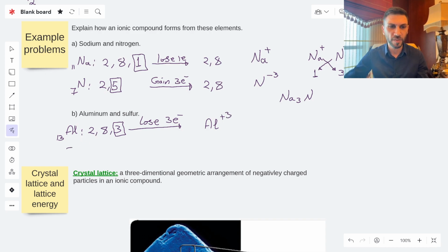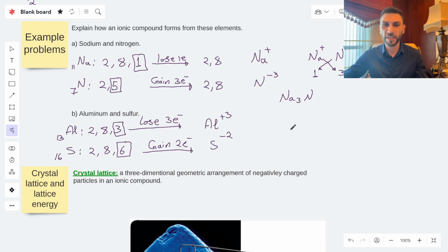We have the sulfur, and the sulfur atomic number is 16. So the electron configuration is 2, 8, and 6. That is 6 valence electrons. I need to gain 2 electrons. And the sulfur, after gaining 2 electrons, will become an anion with negative 2 charge. Applying this rule, Al positive 3, sulfur negative 2, 3 underneath the aluminum, 2 underneath the sulfur, so Al2S3.